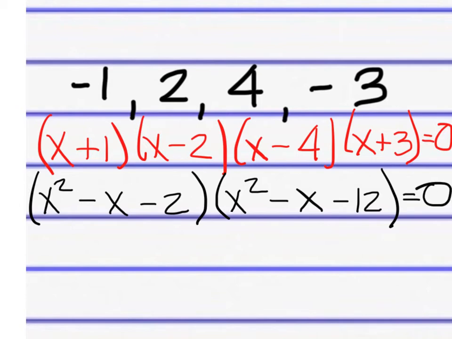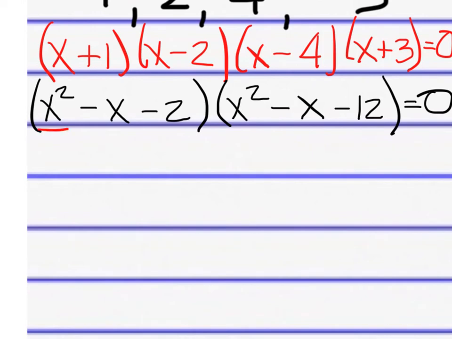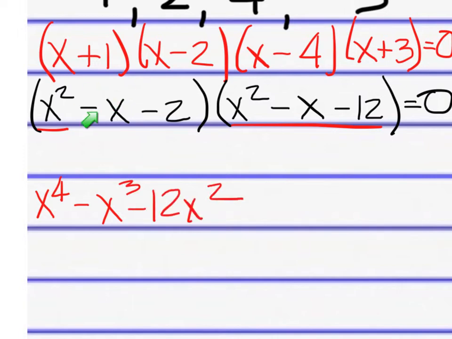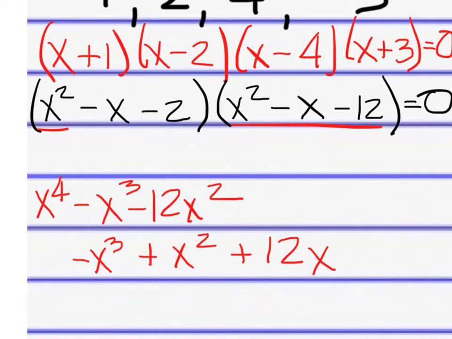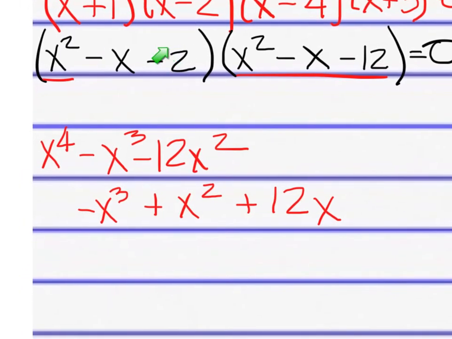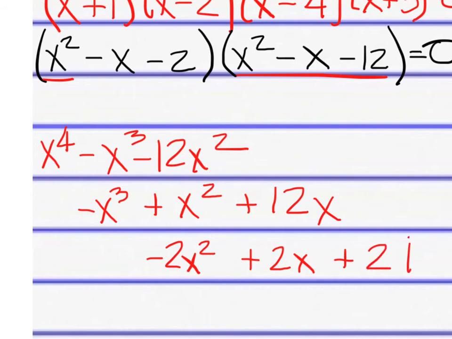Now we have to multiply both of these together, so we'll start with the first term of the first quantity and distribute it through the entire second quantity to come up with x to the 4th minus x to the 3rd minus 12x squared. And now move here to the negative x and distribute it all the way through. That will be a negative x to the 3rd plus x squared plus 12x. And then now move to the negative 2, distribute it all the way through to come up with negative 2x squared plus 2x plus 24.